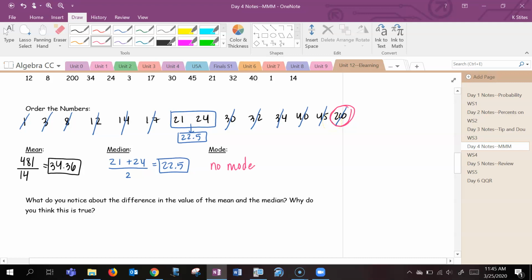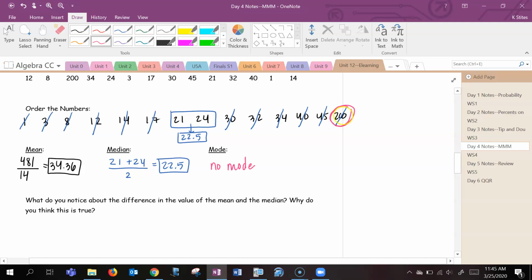For example, if you're finding your class average and there were a couple people that got 100%, that's going to pull your average up. Likewise, if you have a couple people who did really, really badly, they didn't get a very good score, that's going to pull the average down because it was such a small number.